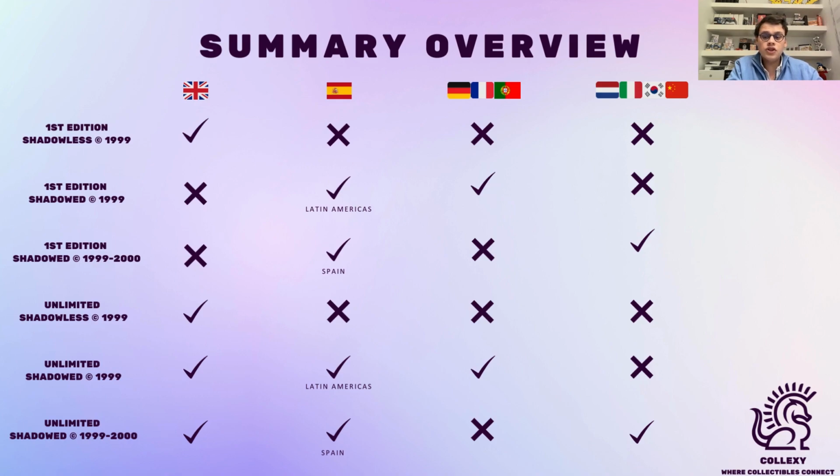The unlimited shadowed cards with the Wizards of the Coast copyright of 1999 were printed in English, Spanish for the Latin America region, and German, French, and Portuguese. The unlimited editions with shadow and the Wizards of the Coast copyright from 1999 to 2000 were printed in English, which was the base set, the fourth print run, Spanish only for Spain, and in Dutch, Italian, Korean, and Chinese.